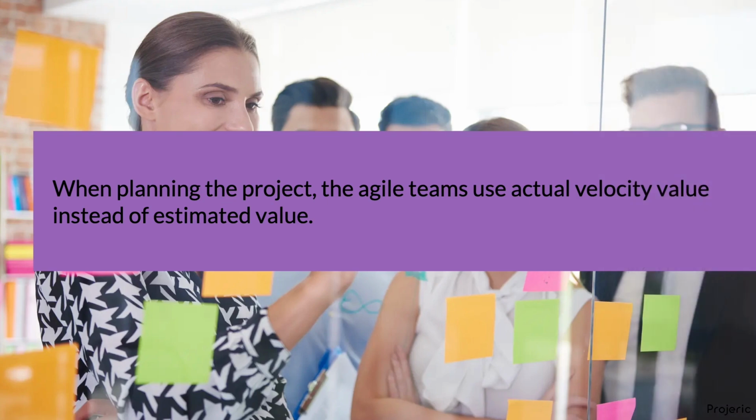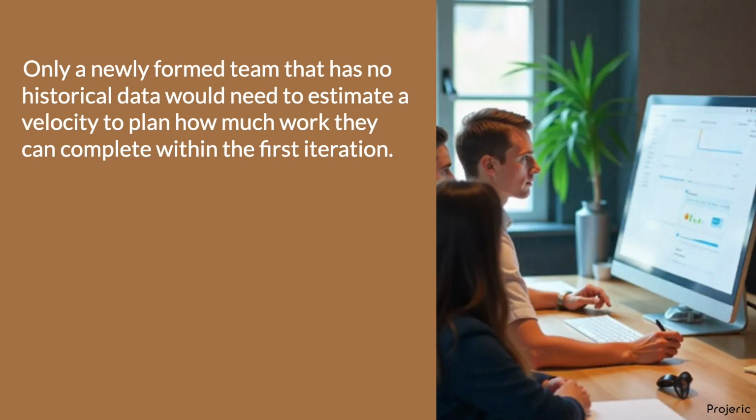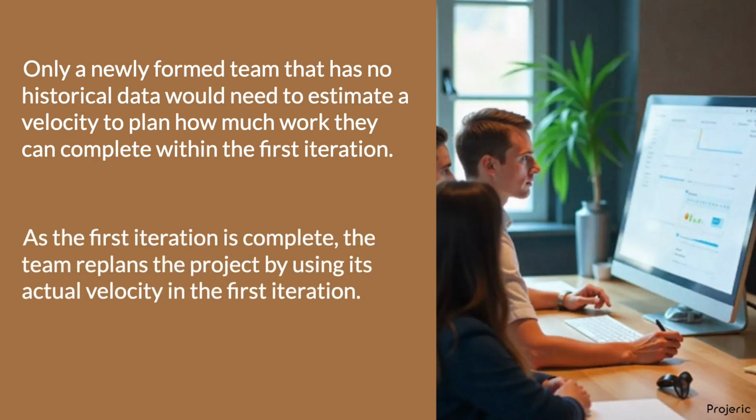When planning the project, the Agile teams use actual velocity value instead of estimated value. Only a newly formed team that has no historical data would need to estimate a velocity to plan how much work they can complete within the first iteration. As the first iteration is complete, the team replans the project by using its actual velocity in the first iteration.